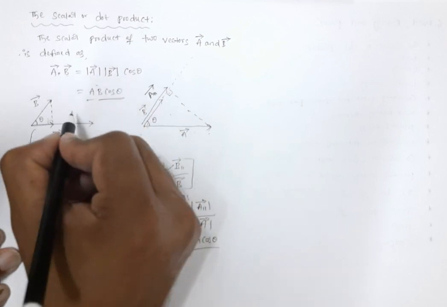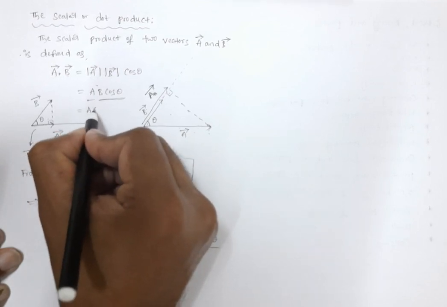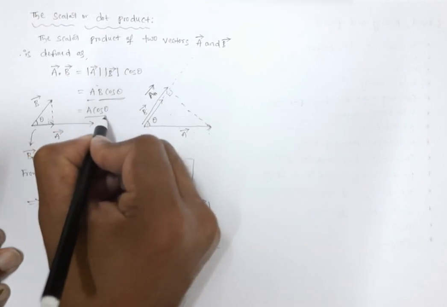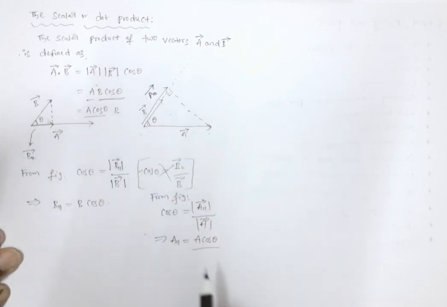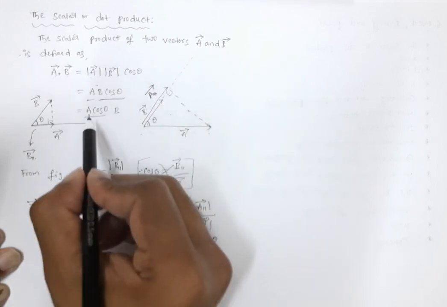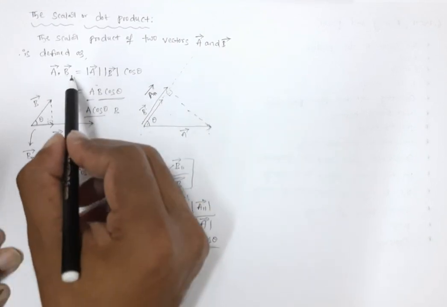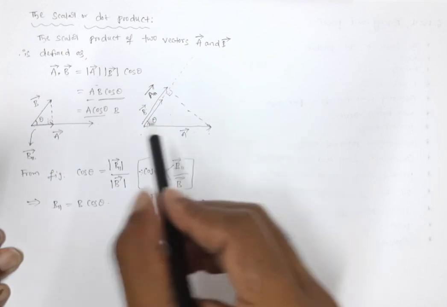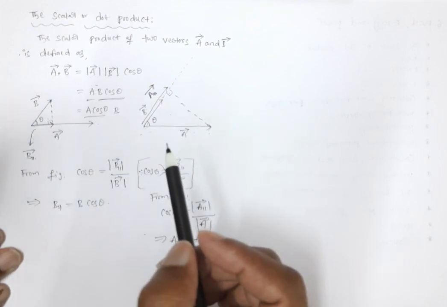Now the same equation I write like this. That is A cos theta into B. A parallel means A cos theta. From here to here, A cos theta into B. That means the same equation can be written like this. That means it is the product of parallel components of two vectors.